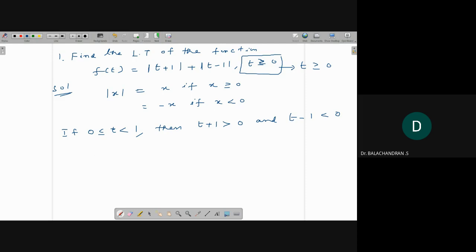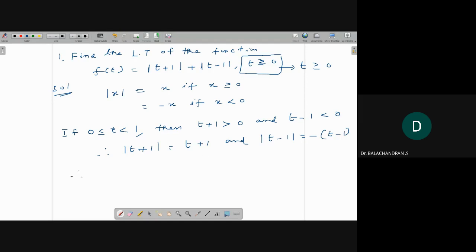now I am going to write, therefore, modulus of t plus 1. When x is greater than or equal to 0, mod x is equal to x. So mod of t plus 1 is equal to t plus 1. And modulus of t minus 1: this is less than 0, and if it's less than 0, mod x is equal to minus x. X is t minus 1.